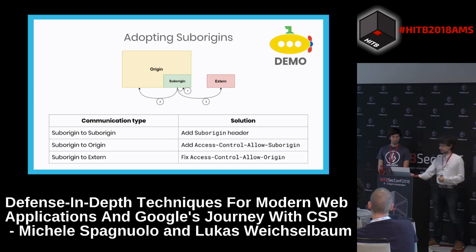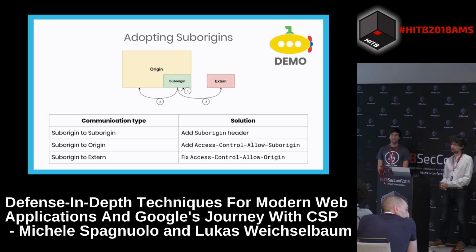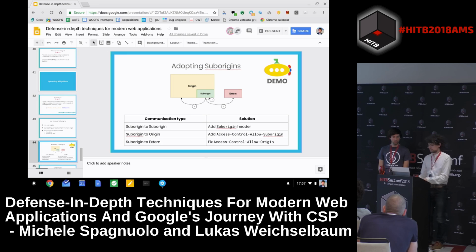So here I would like to demo a Chrome extension that we created, an intern in our team, Elena Ionescu, called the Suboriginator. It's good for testing and prototyping suborigins. It basically says if the website you are testing would work out of the box with suborigins, or if it needs modifications and which ones.